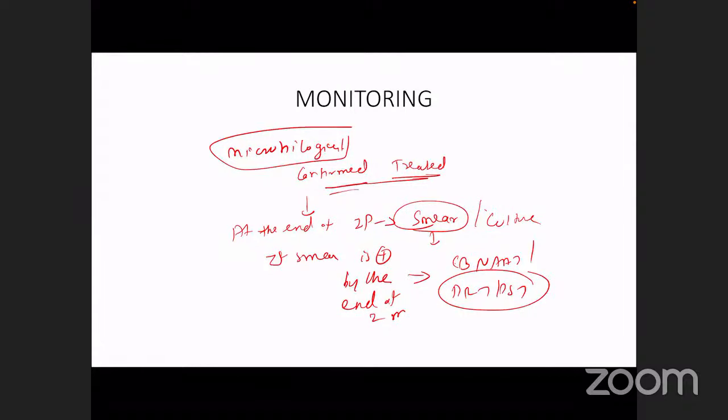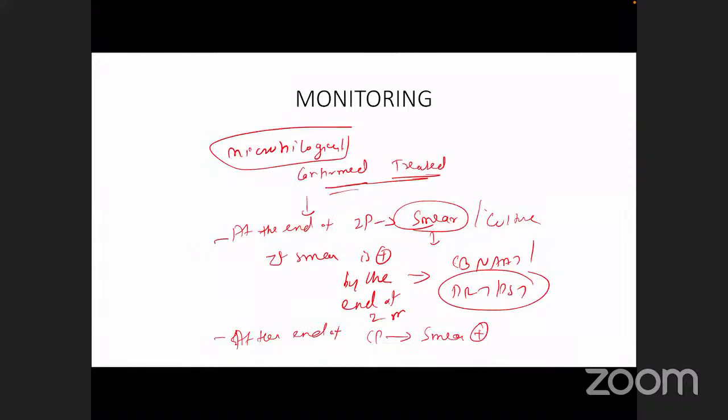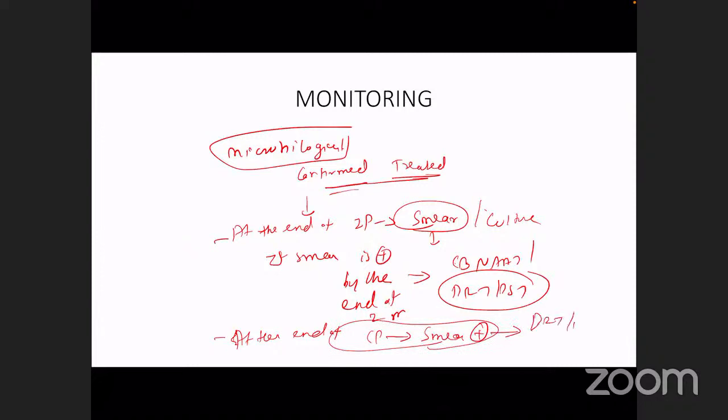And at the end of continuation phase, if the smear is positive, then obviously this is treatment failure, and you have to look for, without any doubt, you have to strictly go for the testing of drug resistance, DRT or DST. You have to go for it.